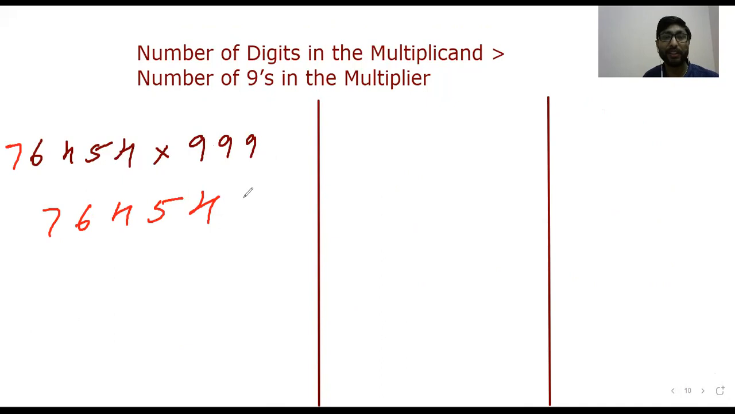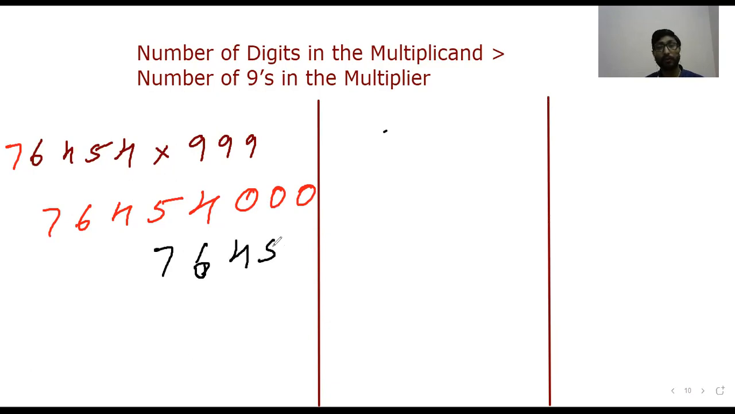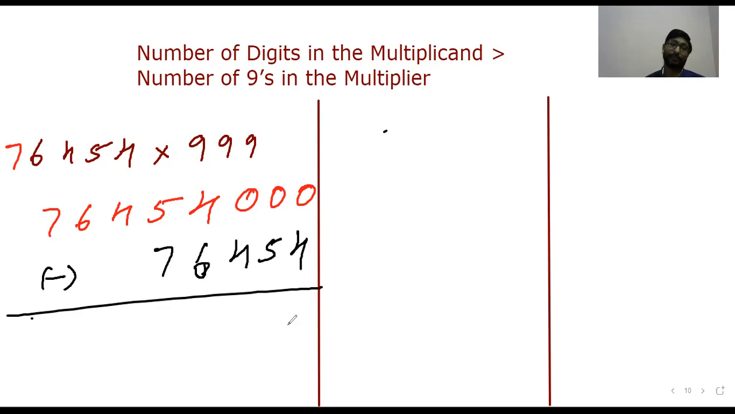How many zeros are here? 1, 2, 3. Because how many nines are here? 9, 9, 9. 3 nines. So write down 3 zeros. Subtract the multiplicand, 7, 6, 4, 5, 4. See, subtract. So what is the answer going to be? 7, 6, 4, 5, 4.